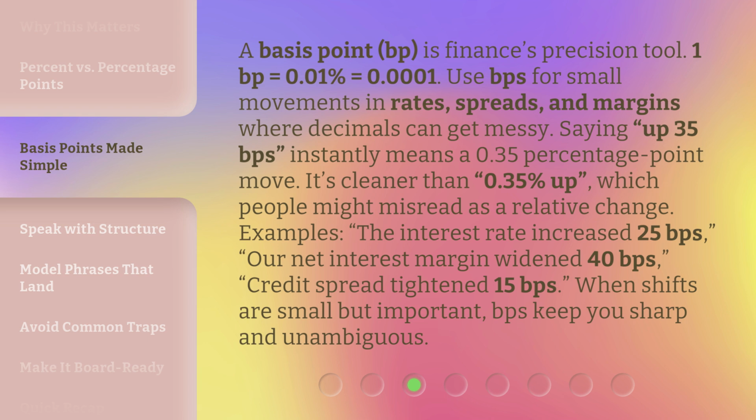Saying up 35 BPS instantly means a 0.35 percentage point move. It's cleaner than 0.35% up, which people might misread as a relative change.